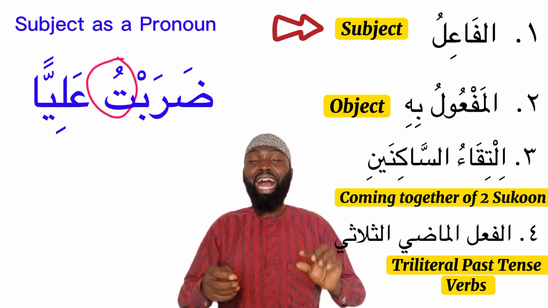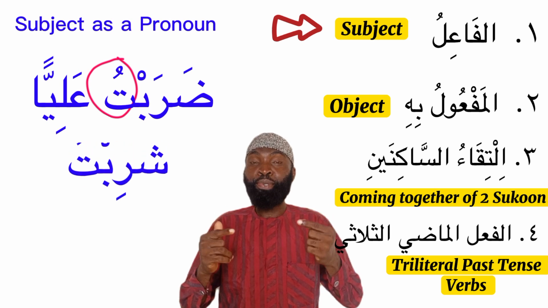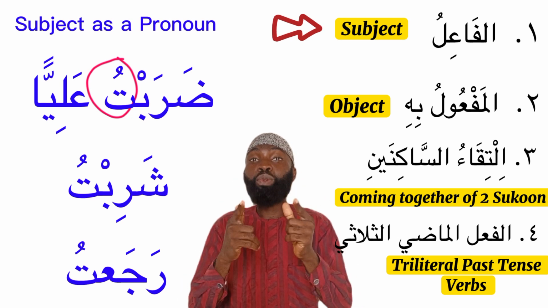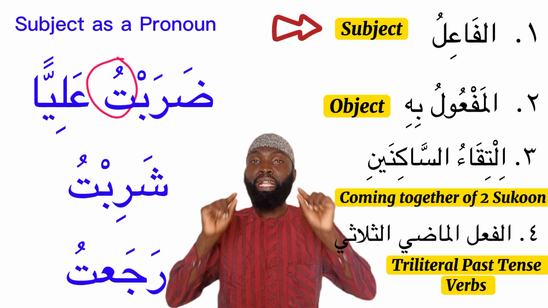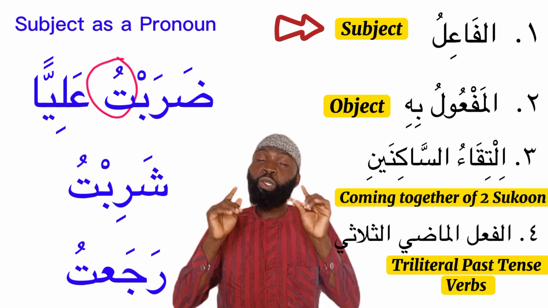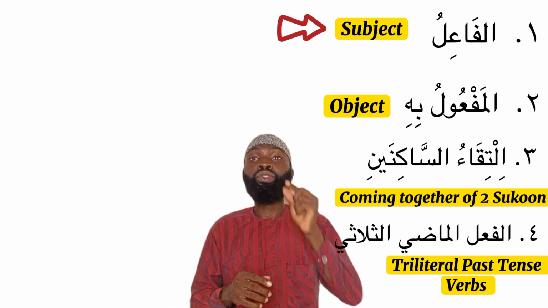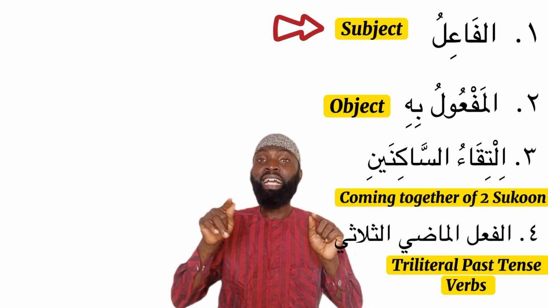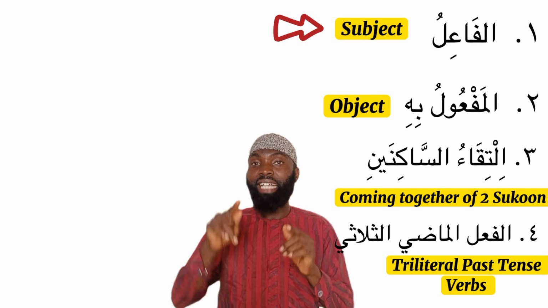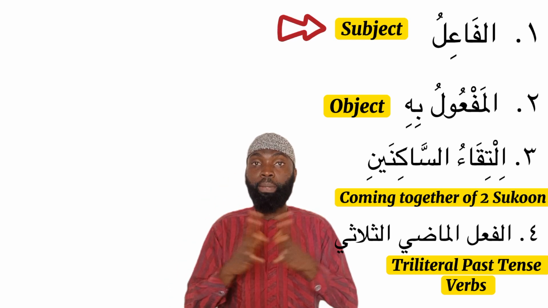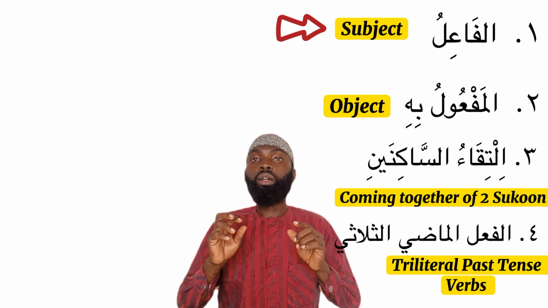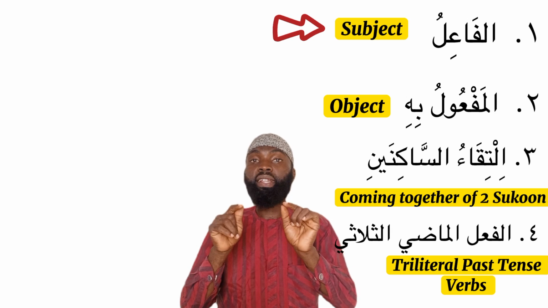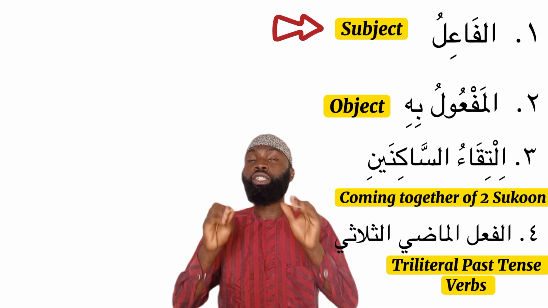So darabtu, I beat. Just like when I say sharibtu, I drank. Just like when I say raja'tu, I returned. So this ta means what? The fa'il, the subject of the sentence, the performer of the action. I can also say ja'at Fatimatu. Fatima came. You can see ja'at there. I can also say, for example, darabtu Fatima, I beat Fatima. So the ta there will also signify the fa'il, the subject of the sentence.